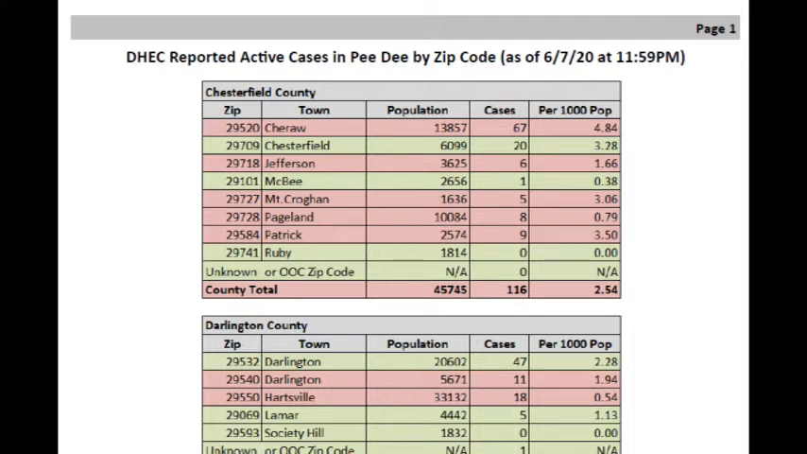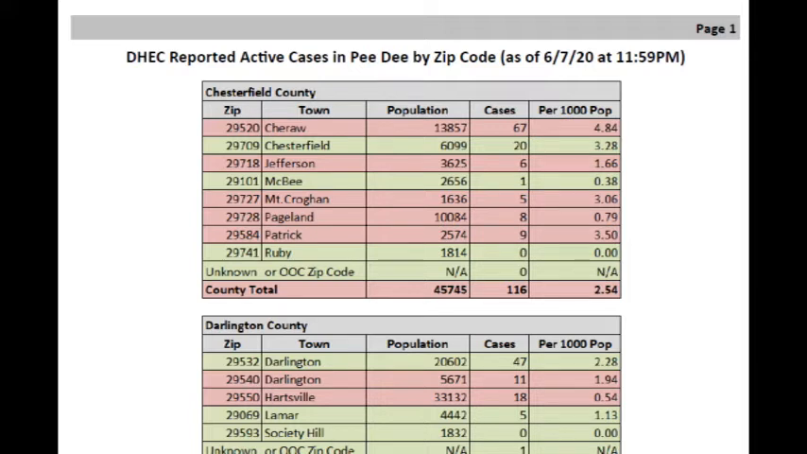Within Chesterfield County, the first town listed is Shirong. This chart shows the town and the population and the number of active cases. The active cases are those within the 14-day quarantine window. There's 67 in the Shirong zip code, and this equates to 4.84 individuals being in the active 14-day window out of every 1,000 people in that zip code.